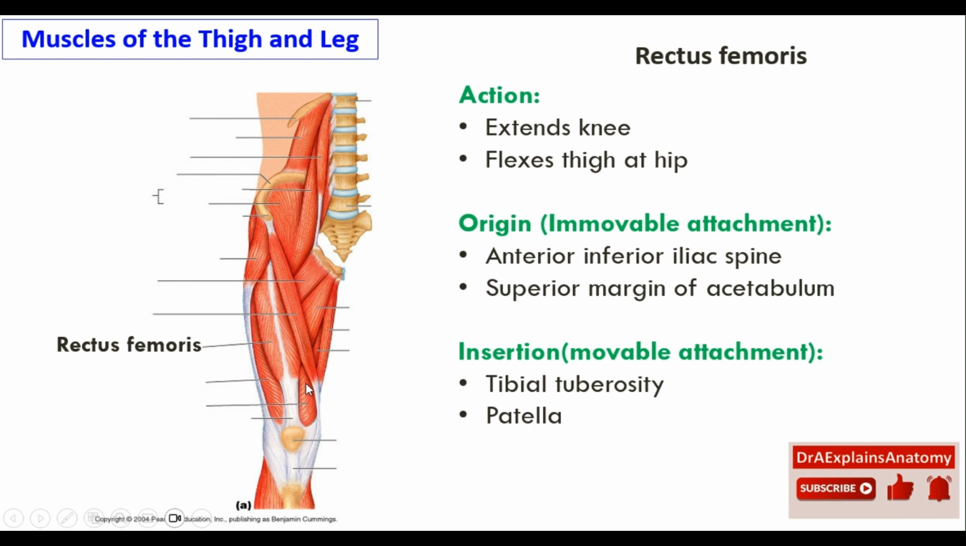The origin is the anterior inferior iliac spine. Right here we have the anterior superior iliac spine. Right under it we have the anterior inferior iliac spine. Also, the origin is the superior margin of the acetabulum. The acetabulum is a structure on the hip bone that is located laterally. It receives the head of the femur, and this forms the hip joint.